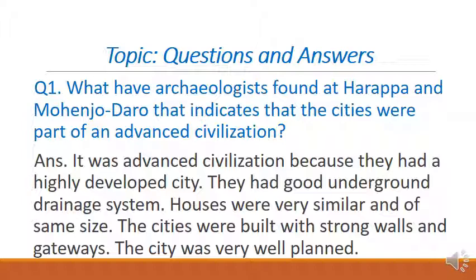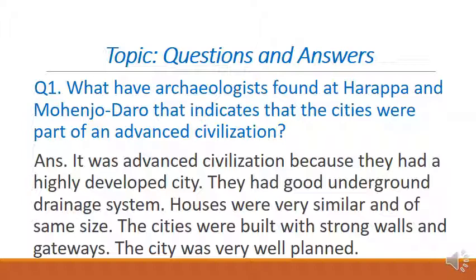So it was an advanced civilization because they had a highly developed city. They had a good underground drainage system. Houses were very similar and of the same size. The cities were very well built with strong walls and gateways. The city was very well planned.